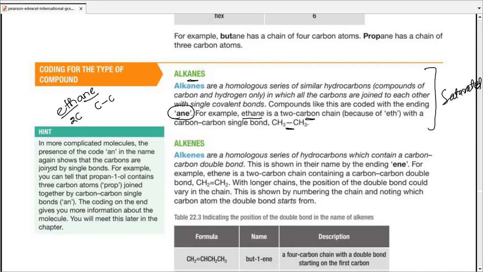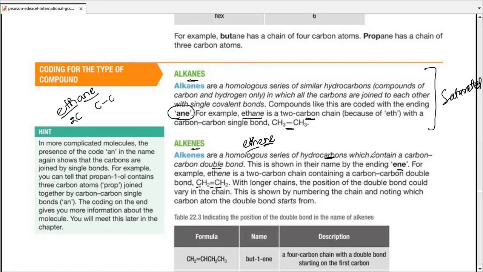That's how organic chemistry has every part of the name set in place for a specific reason. Moving on to another homologous series, alkenes. It's also a hydrocarbon homologous series that only consists of carbon and hydrogen, but they are based upon a carbon-carbon double bond. The name ends in -ene. For example, ethene. Eth means 2 carbon atoms, 1 and 2. Ene means they're doubly bonded, this one.